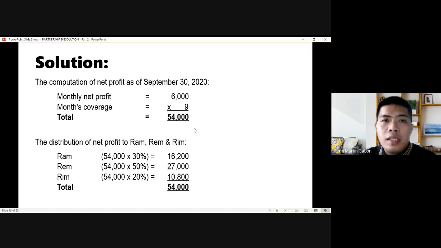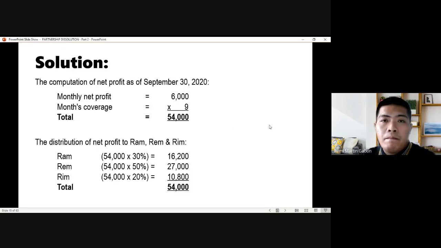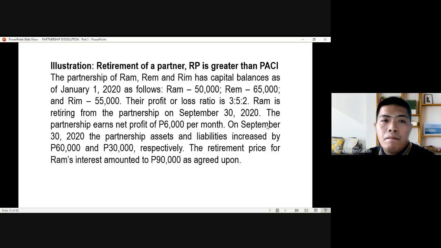Okay? Then adjust the capital balances of each partner based on the net adjustment that will take effect for each capital account. Okay? So for RAM, we have 75,200. For REM, we have 107,000. And for RIM, we have 71,800. Okay? In all, we have 254,000 as of September 30, 2020.